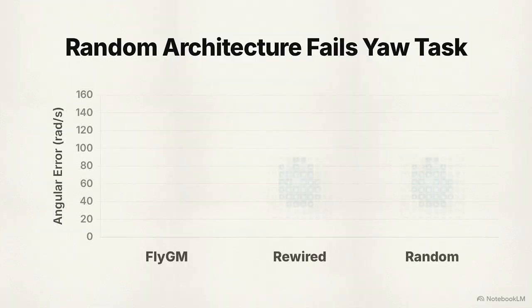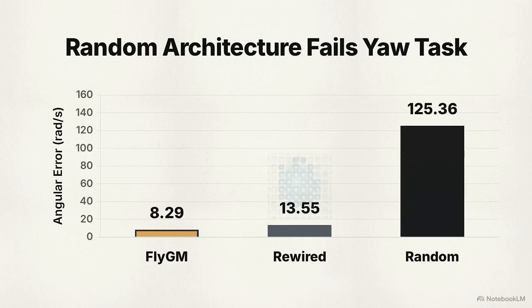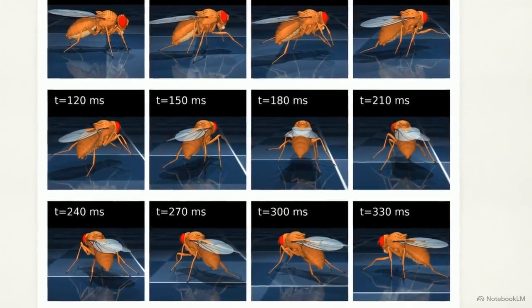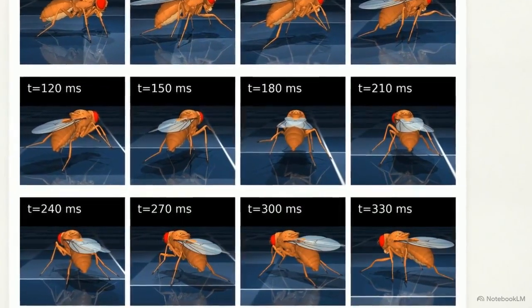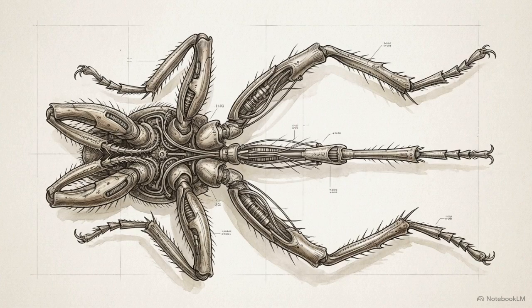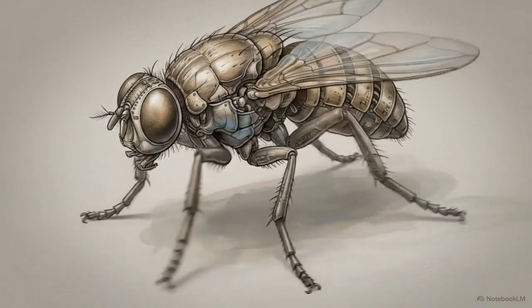This bar chart compares the angular error across the models during a highly complex maneuver, a high-yaw turning task. While the FlyGM model maintains an error of just 8.29 radians per second, the random graph experiences catastrophic angle drift, towering at 125.36. This sequence of simulation frames shows what that successful biological execution actually looks like in the engine. The biologically wired agent easily executes the high-speed left turn while maintaining complete stability. By analyzing the mechanics of the turn, we see the agent naturally modulating asymmetric stride lengths. It reduces the stance amplitude on its inner legs to pivot cleanly, a behavior it executed without being explicitly programmed to do so.